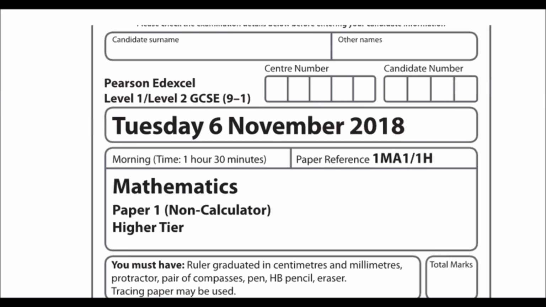In this video, I'm going to complete the Edexcel higher tier paper 1 non-calculator from November 2018.